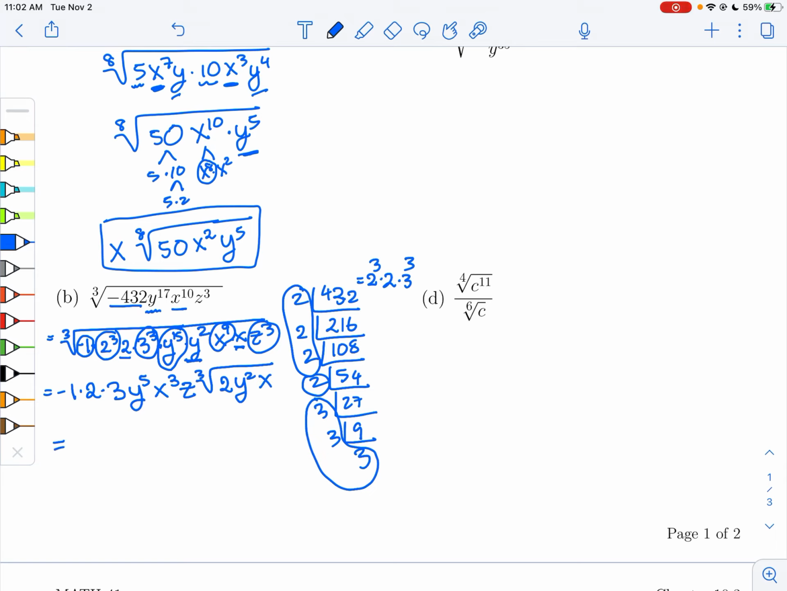Simplify this a bit further. Negative 1 times 2 times 3, that's negative 6. y to the 5th, x cubed, z, and then the cube root of 2 times y squared times x.